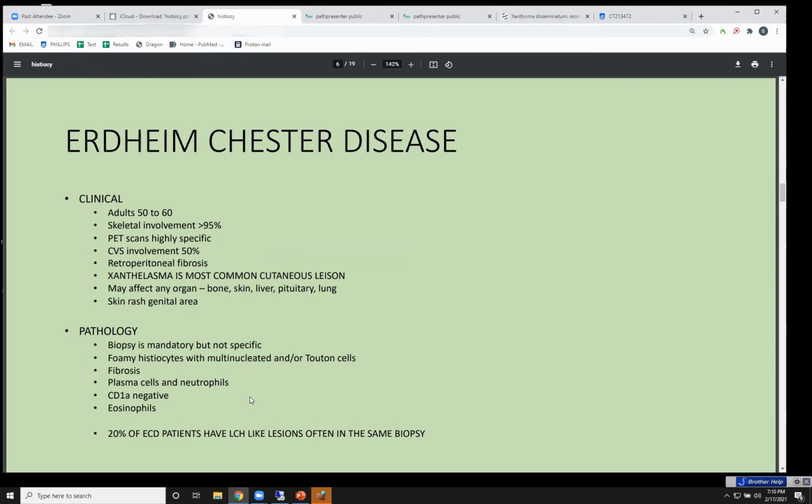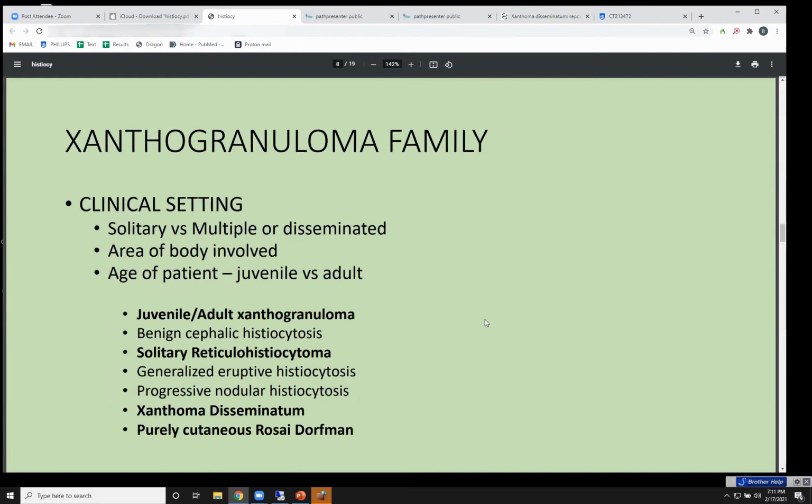Now, interesting, about 20% of Erdheim-Chester disease patients have Langerhans cell histiocytosis-like lesions in the same biopsy. So that's that overlap we were speaking about. And it's important to be aware of this when you do the stains on the biopsies. Okay, so those are the two I want to talk about in the Langerhans cell histiocytosis group.